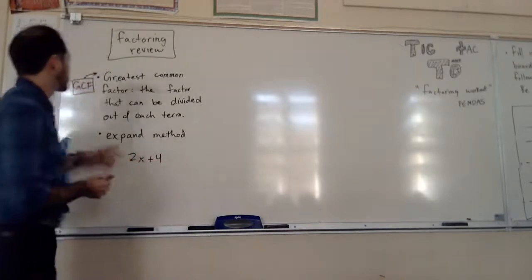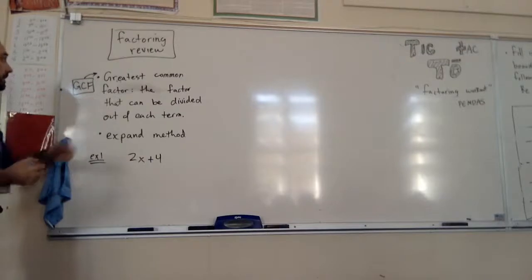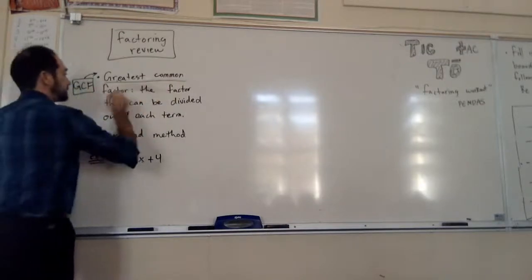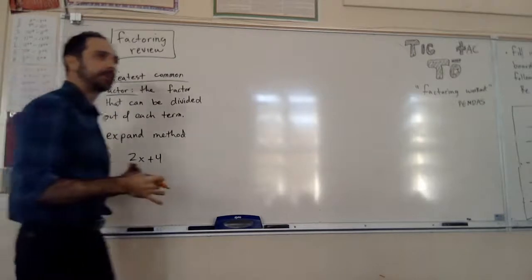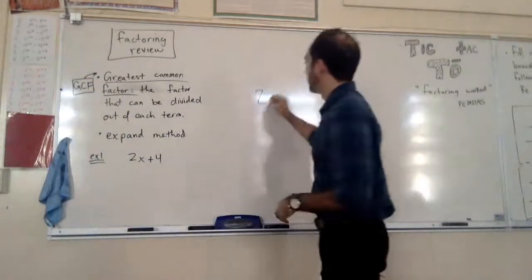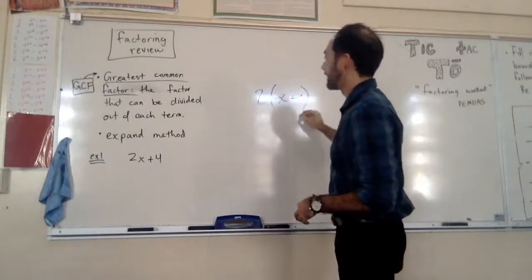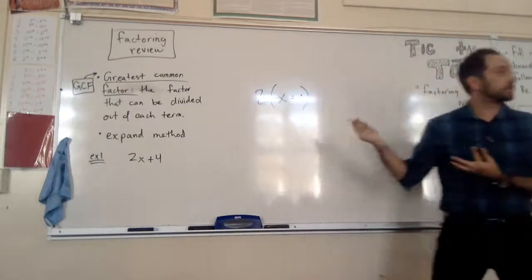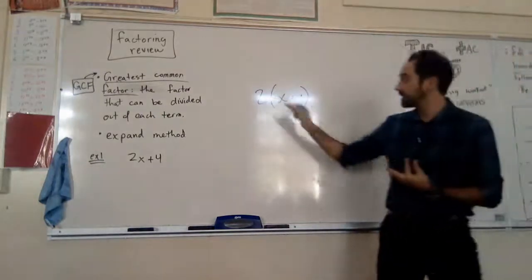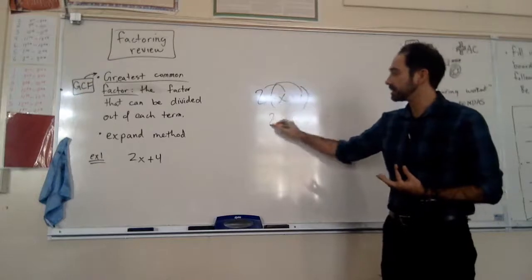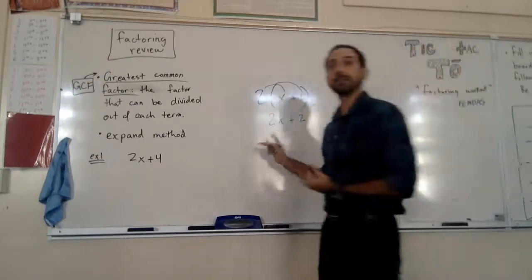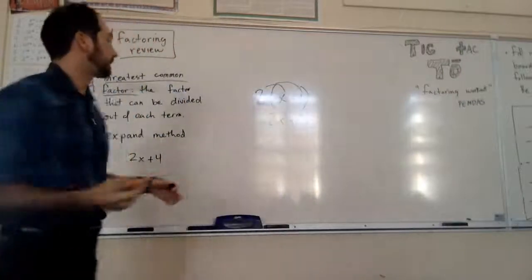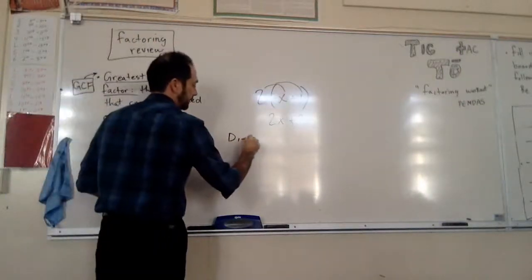Okay. So the greatest common factor is the factor that can be divided out of each term. So before we had this. Remember I gave you this problem or something like it? You guys all know how to distribute that. Distribute this: 2 times x, 2x, 2 times 1, 2. Okay. This is the process that you already know. You already know how to distribute, right?